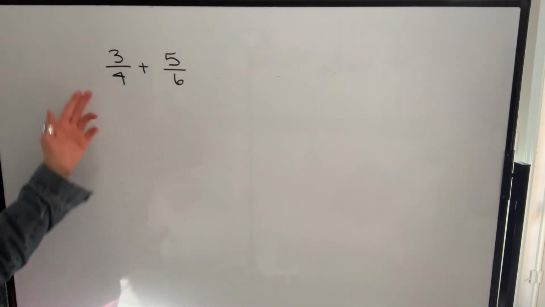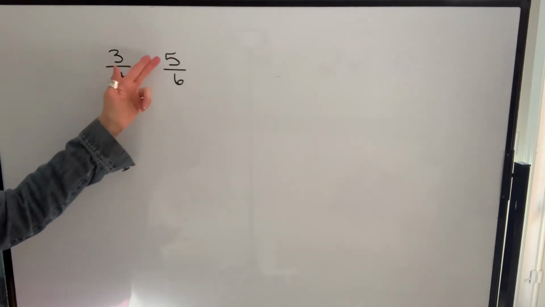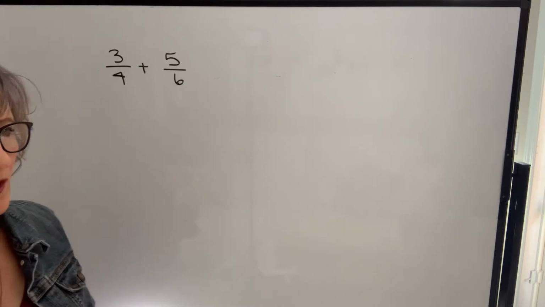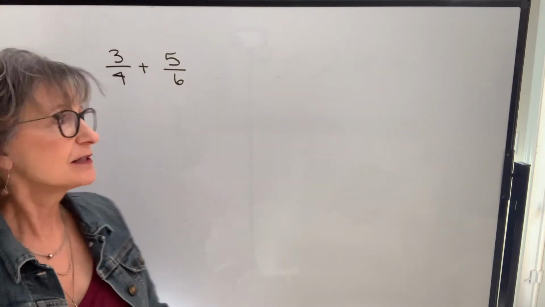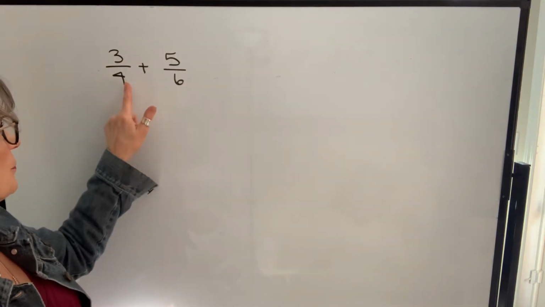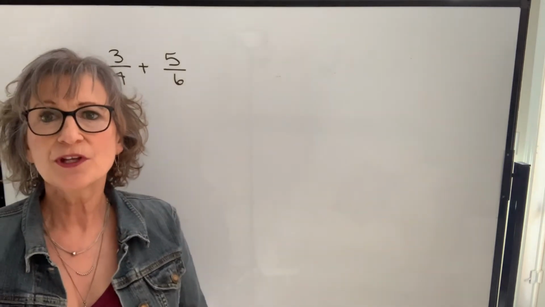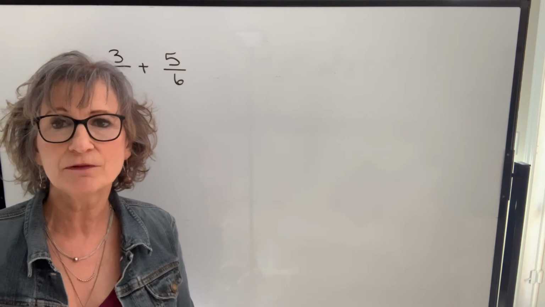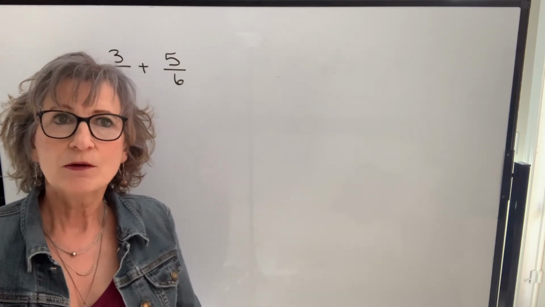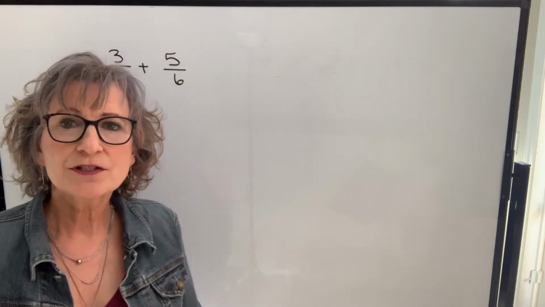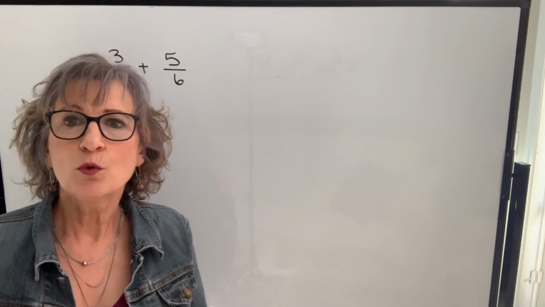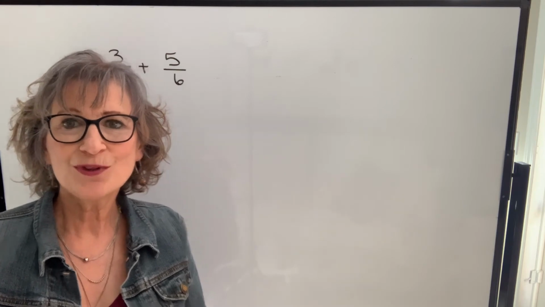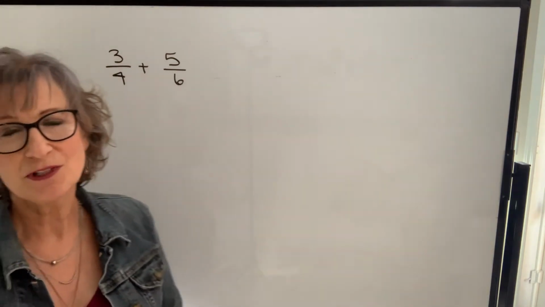In my next example, I'm adding 3/4 plus 5/6. We do not have the same denominator. Now, one way of getting a common denominator is to multiply these two numbers. So you could multiply 4 times 6, and you would have a number that both of these would divide into evenly, and that number would be 24. But when you're working with fractions, you want to look for what's called the lowest common denominator. So it's the lowest number that both denominators will divide into evenly.